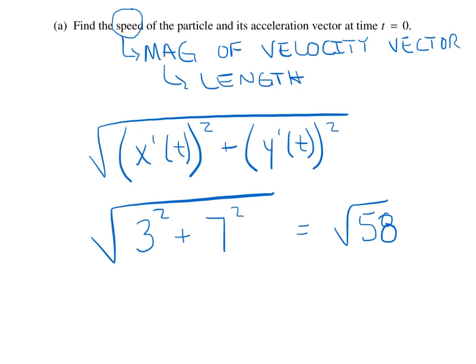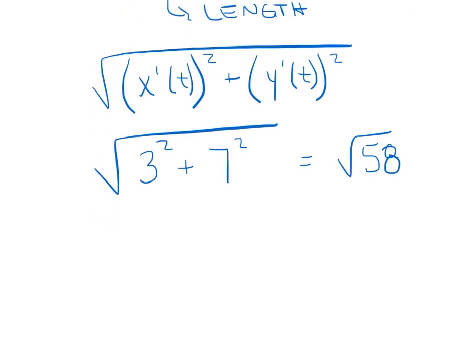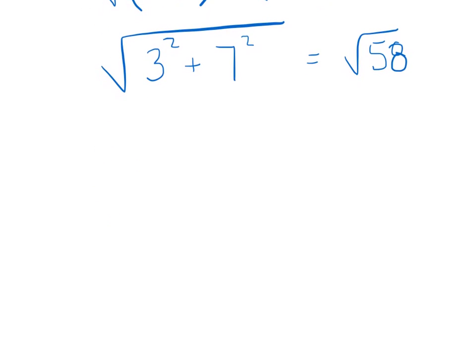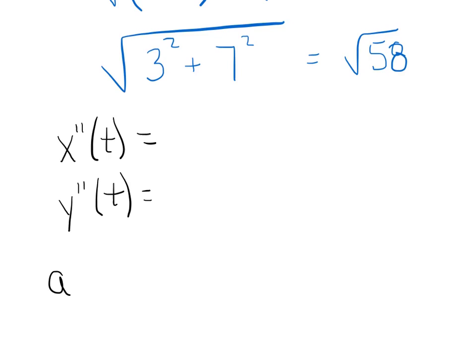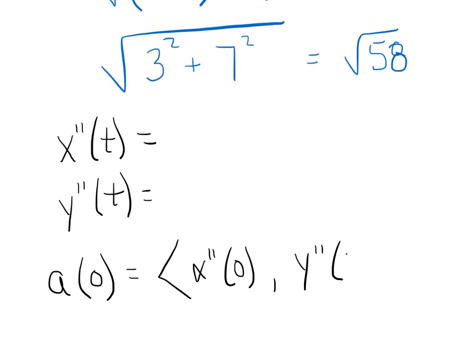Now the other half of this part A is they wanted the acceleration vector. Again, a vector is very similar to an ordered pair, except it's got the sharp brackets on it. And so what we're going to do is calculate x double prime of t. We also need to calculate y double prime of t. And then the acceleration vector for us here, evaluated at t equals 0, is simply going to be x double prime of 0, comma y double prime of 0.